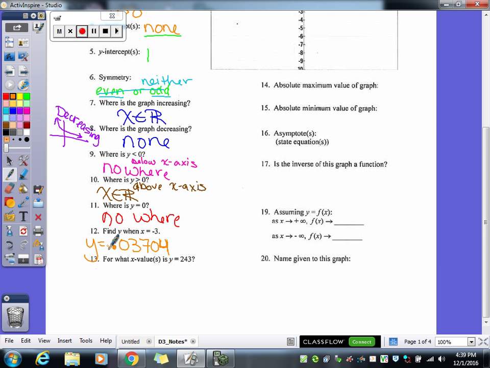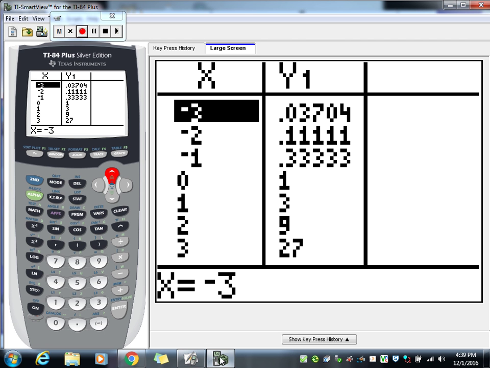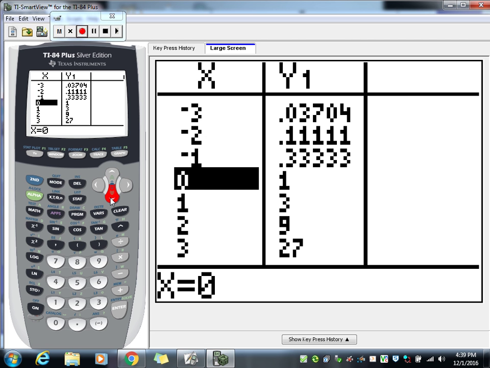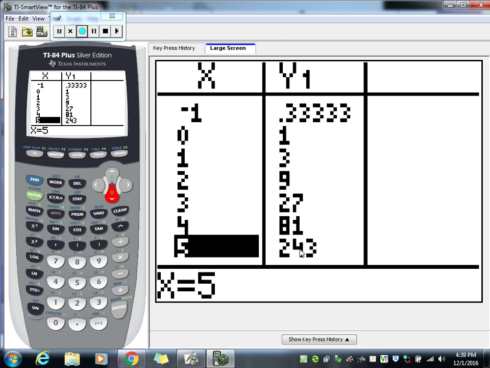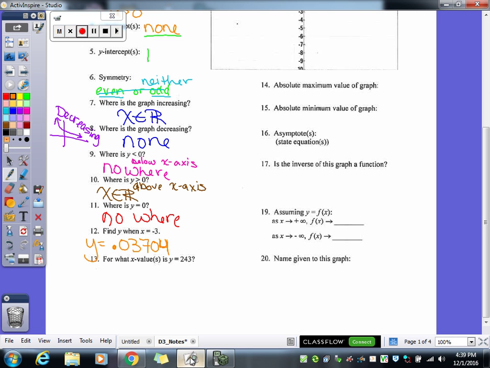Next, they want to know, for what x value is y equal to 243? So I'll go to where my y column says 243. There it is. My x is a 5. So x equals 5.